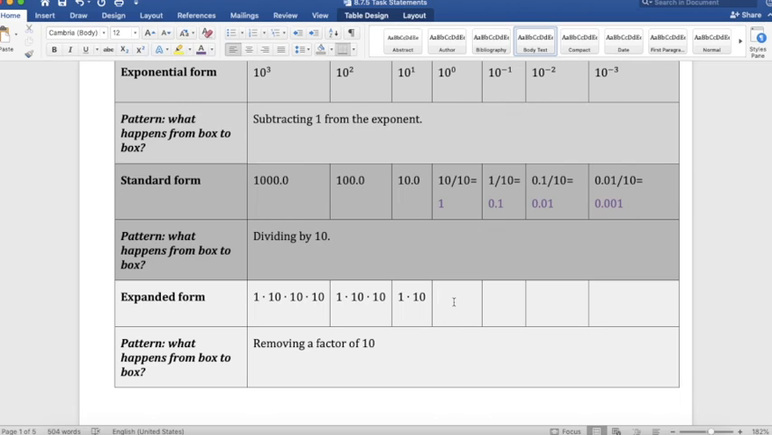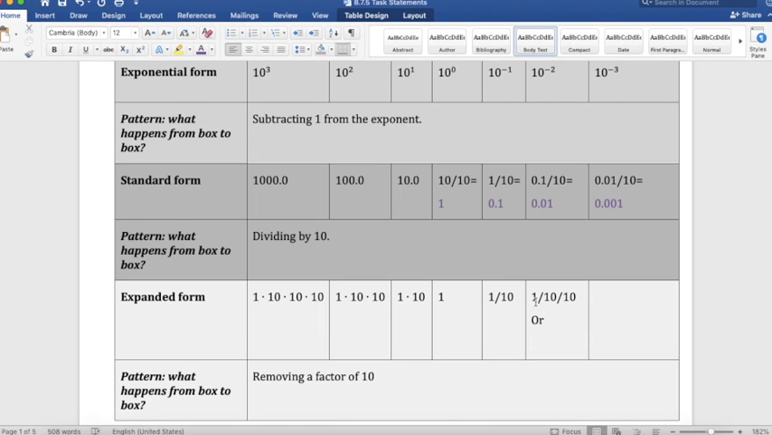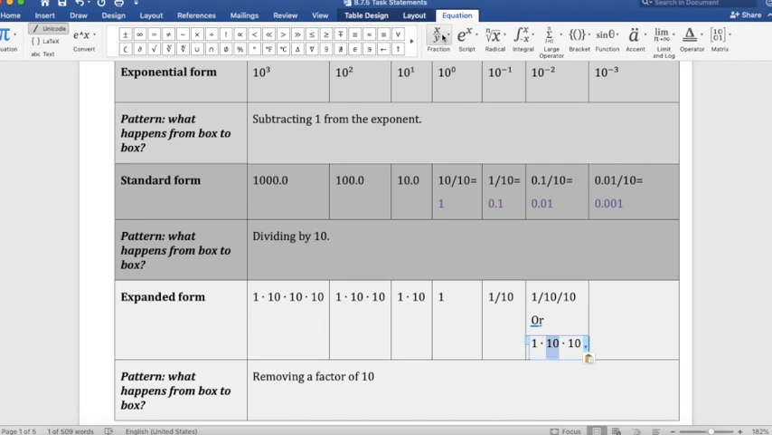So here, it would just be 1. 1 times nothing. And if I'm still removing another factor of 10, here, instead of just being 1 or times 10, it's actually 1 divided by 10. And here it will be 1 divided by 10 divided by 10. Or, we can write it a little bit differently. We can write it as, bear with me, fractions. Dividing by 10 is the same as multiplying by 1/10.